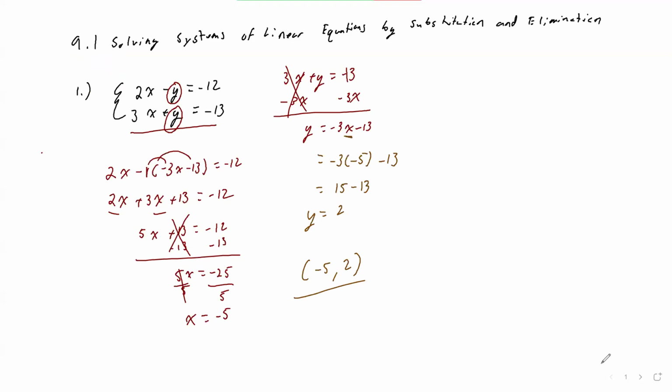You'll have ones that look like this. That was number one, and this was on page 570. This will actually be number 8. And it'll be 3x plus 6y equals negative 12, and 2x plus 4y equals negative 8.